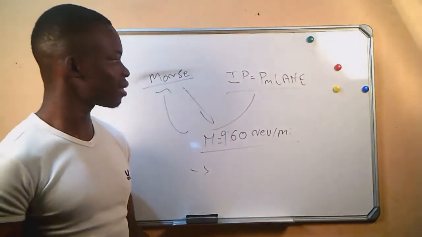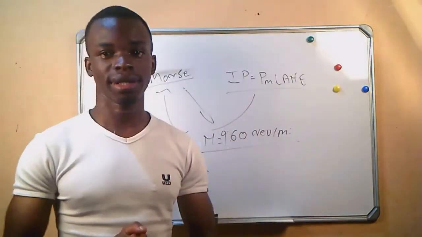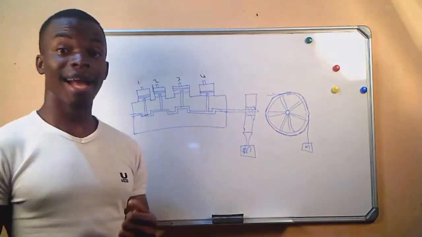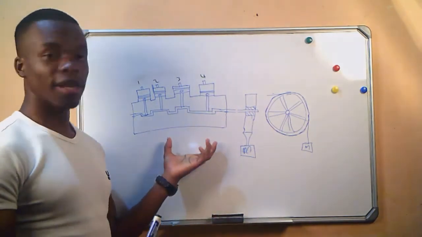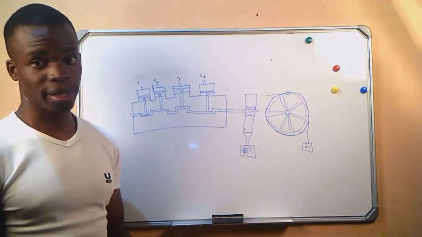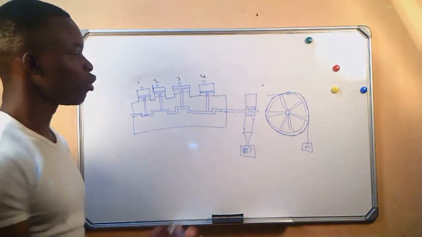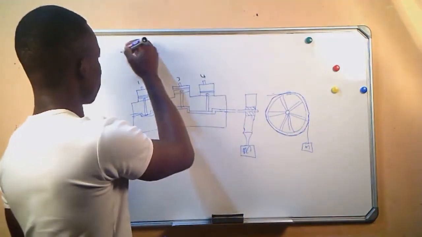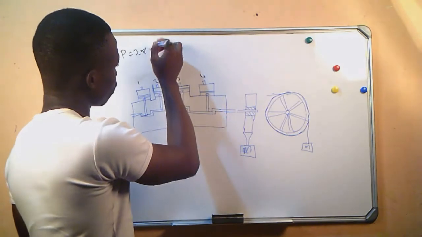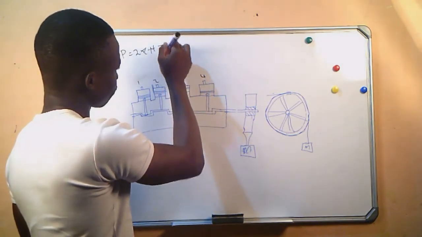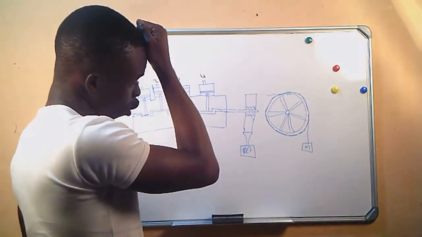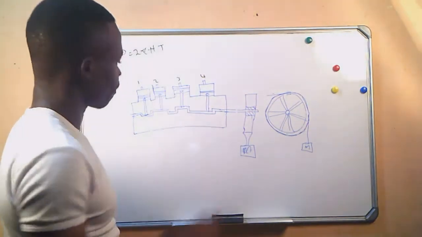And now let's conduct a MORSE test and see how it's done. On the board, we have a basic illustration of a car engine. It's a 4-cylinder engine, and this is our dynamometer. We know we use our dynamometer to calculate the brake power, which is given by 2 pi nT. This is the mass that is being mounted on our dynamometer.